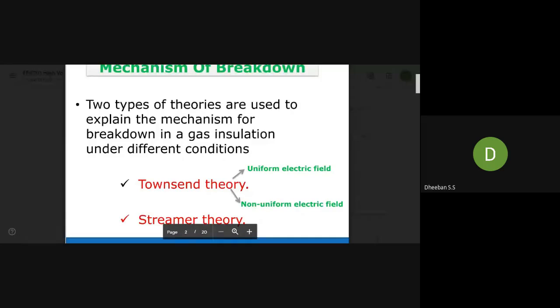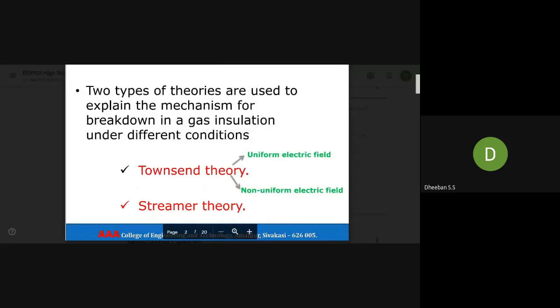So in general, what happens is that there are two types of breakdown in gas. Okay. So in your previous unit, we have seen about the charge separation theory. After the charge separation theory, these two are the next theories which are responsible for your breakdown mechanism in a gaseous state. So here the two things are Townsend theory followed by streamer theory.